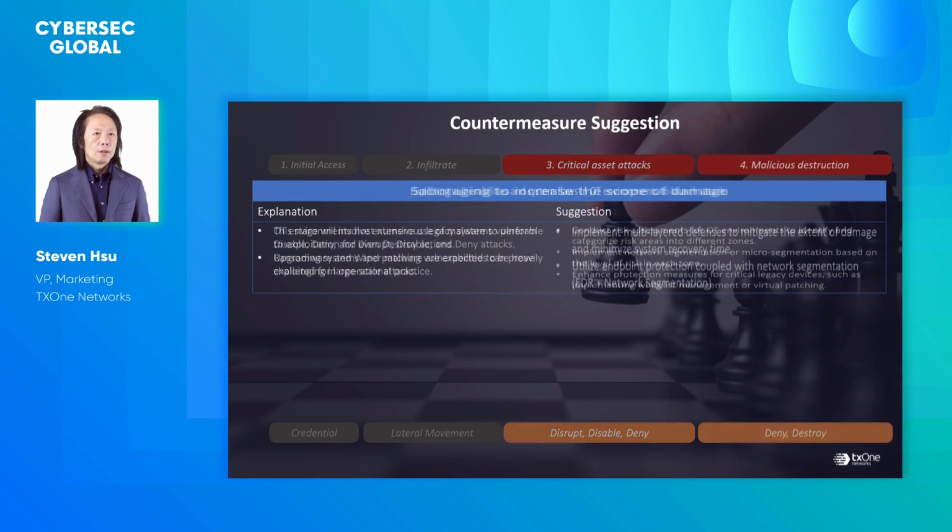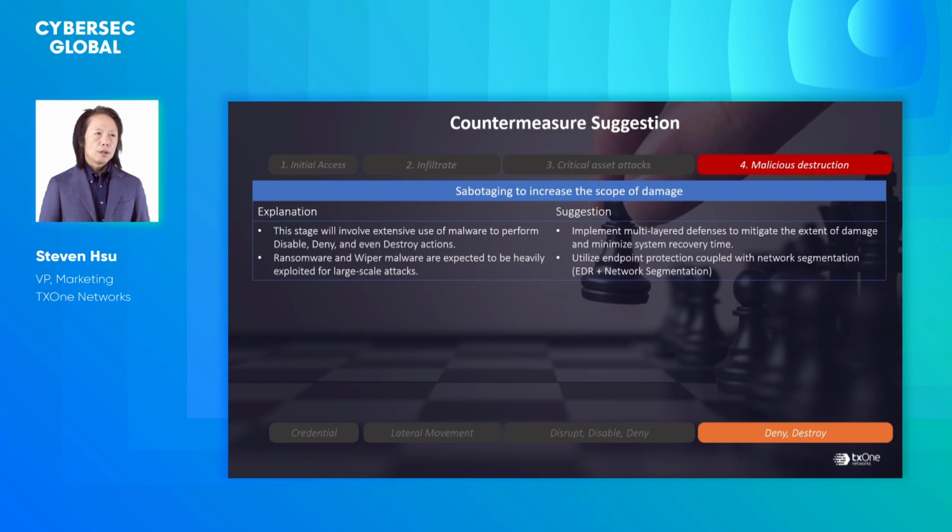Okay. The last one. At this stage, usually the damage is higher, because they have already passed the previous three steps. So they will try to use malware or even wipers to cause large damage. The suggestion I can provide is to try to reduce the impact and get your recovery time as soon as possible. So you can consider multi-layer defense. The best thing is that you can use EDR combined with network segmentation. That can actually get you more time for recovery. Also, if you have spare parts available, then you can get more recovery time at this stage.